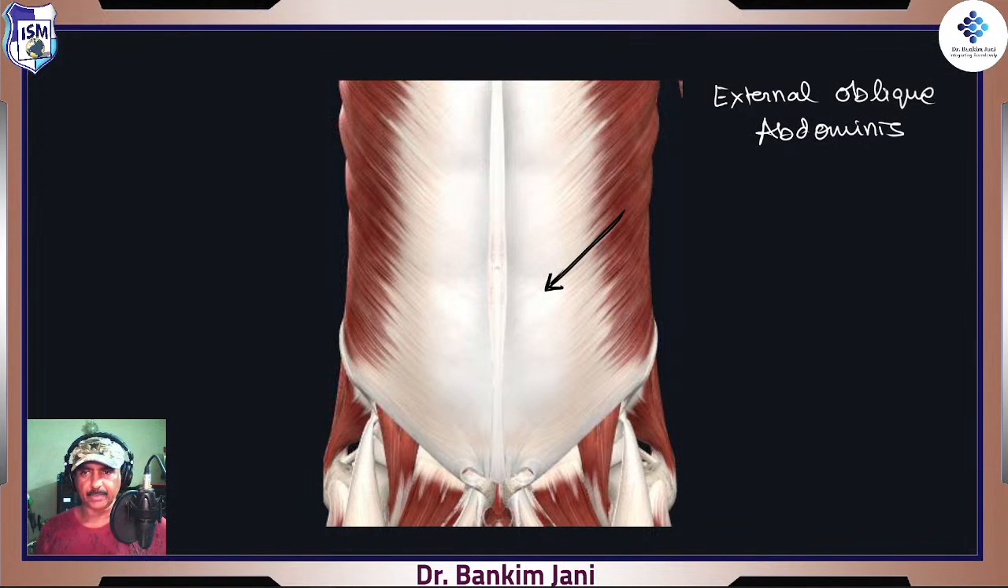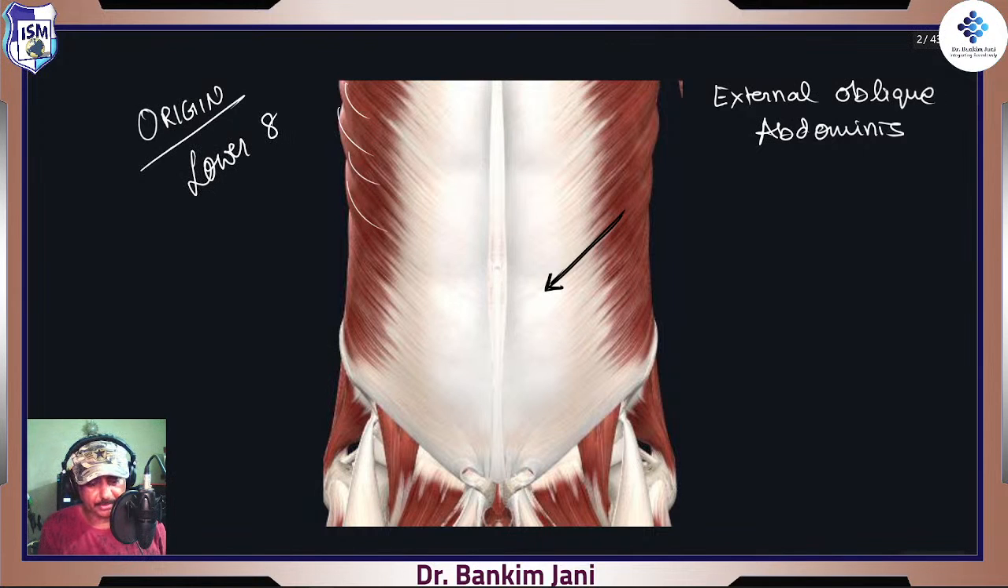Now, external oblique abdominis is a big muscle. If you really look at its origin, it originates from all those ribs. They originate from the lower 8 ribs, from the middle of the shaft of those 8 ribs. But when it comes to insertion, can you figure out that there is formation of aponeurosis? This is the formation of aponeurosis, a flat structure. And that's how all of them merge.